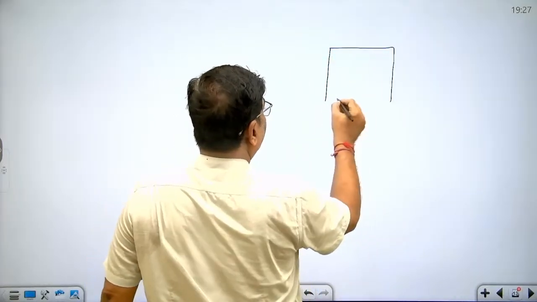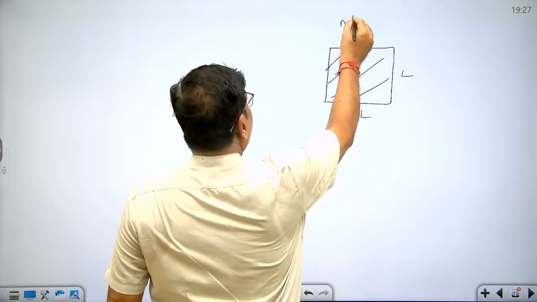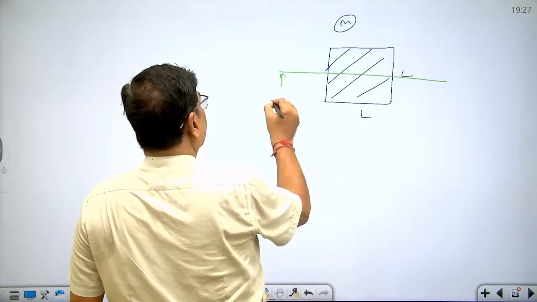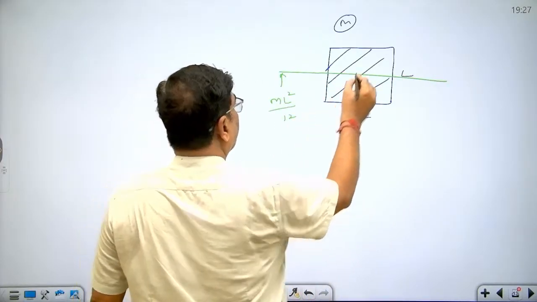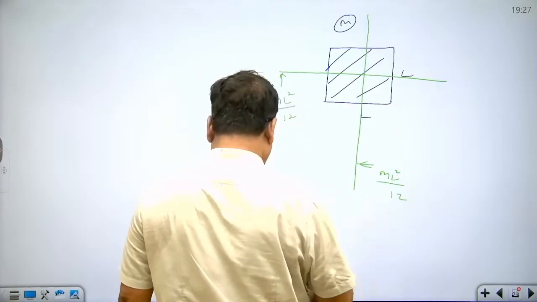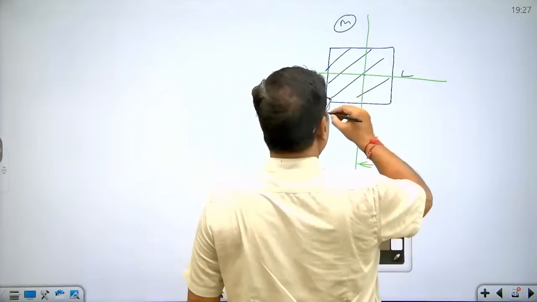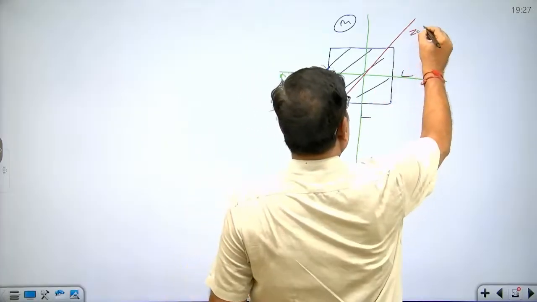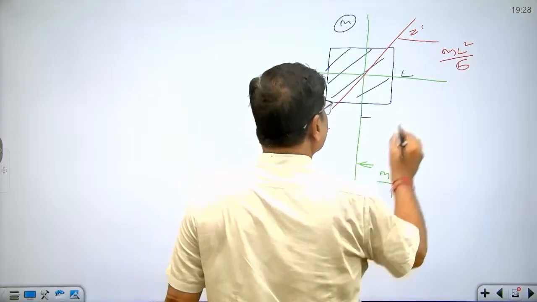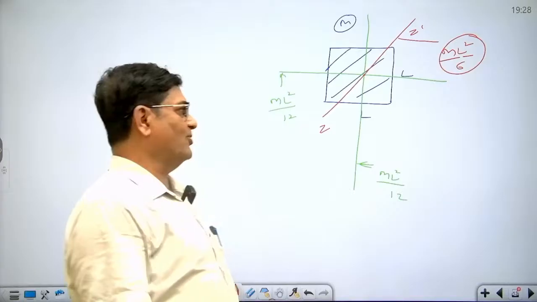Like the moment of inertia of this square plate having mass m and dimension L about this axis in the plane. This is ml square upon 12, and this is also passing through the center of mass. This is also ml square upon 12. And the moment of inertia about an axis passing through its center of mass and perpendicular to its plane, this is z dash, is ml square upon 6.